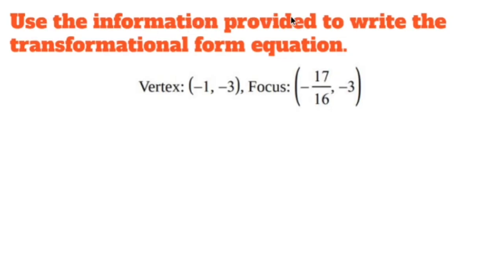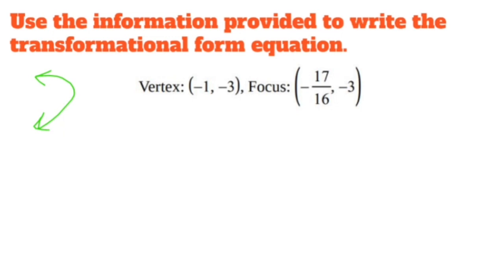Use the information provided to write the transformational form equation. All right, so what do we have here? We have a vertex. We have a focus. This is a parabola, and what we see here is that the focus lives to the left of the vertex. So we have an equation that looks like this.